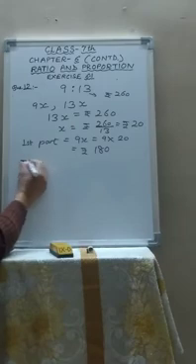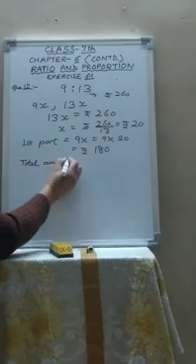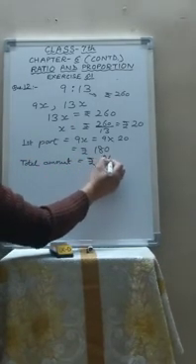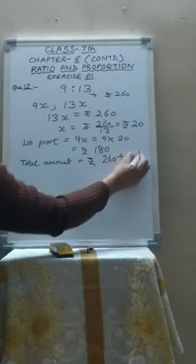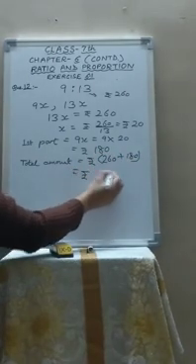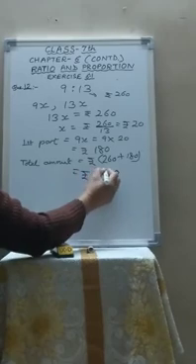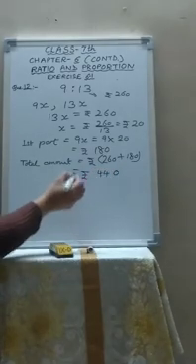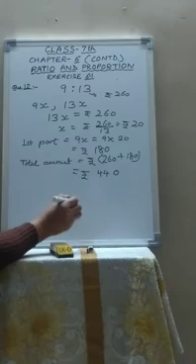So what is the total amount? You add, total amount is rupees 260 plus 180. So what is 260 plus 180? 440. This is the total amount, rupees 440.